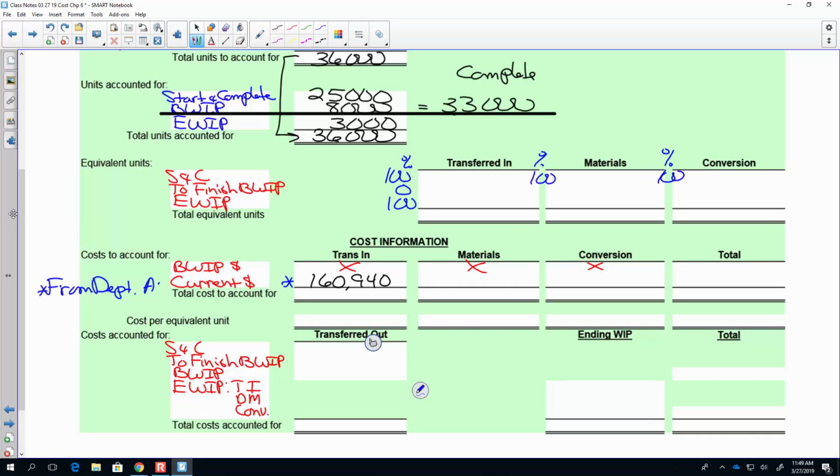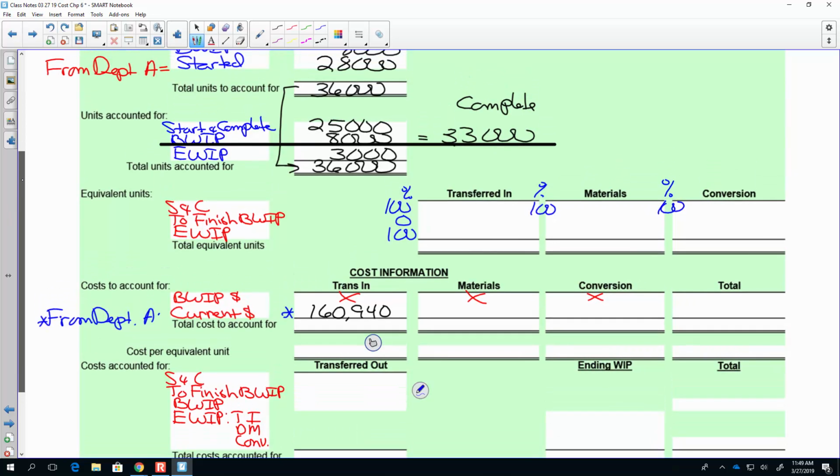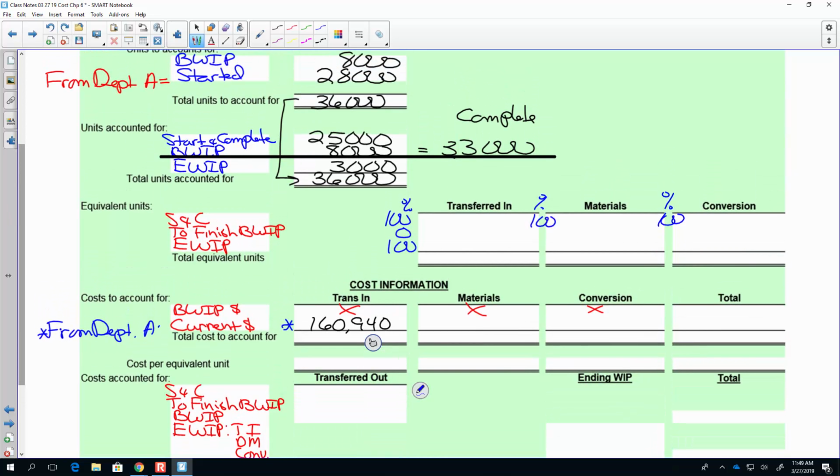Remember, these 8,000 units, right? We had them last month. We didn't finish them. Those are not being transferred in this month, those 8,000. I'm transferring in 28,000, of which 25 we finished, 3 is left. So of those 3, right? That's the work we did this current period.